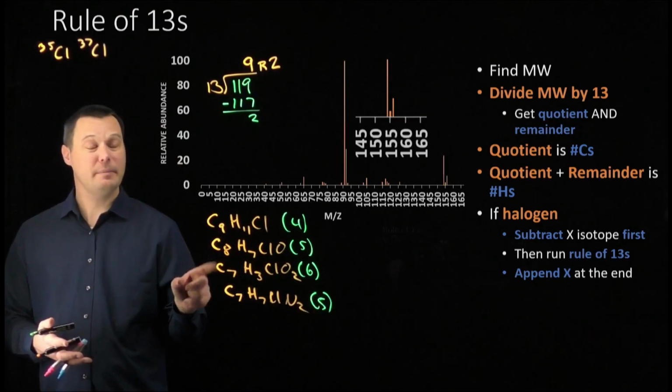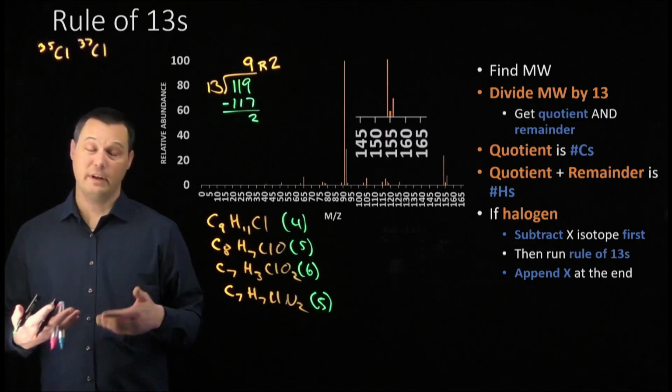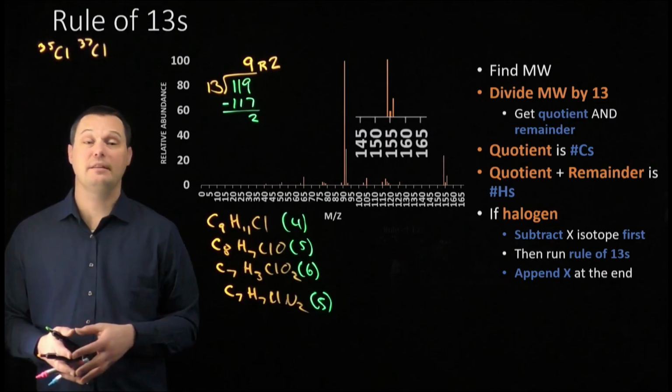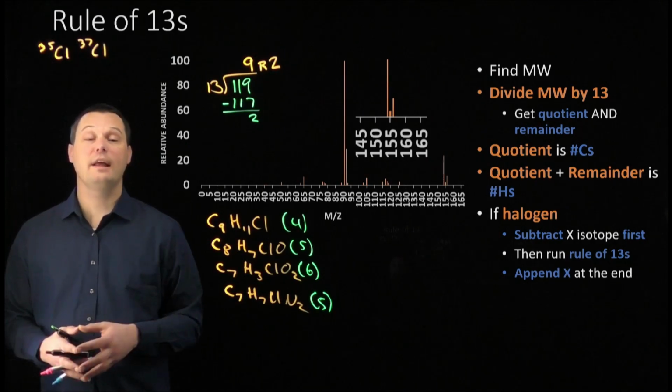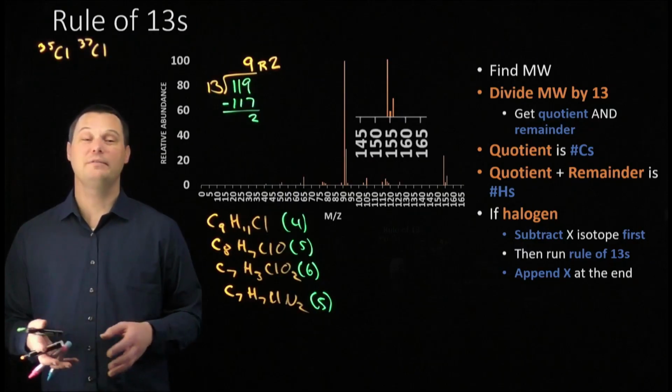This is a really powerful tool, friends. Most of the time you won't need it because you'll be given the molecular formula, or at least the elemental analysis you can use to find the empirical formula. But if you're really not given any information about the molecular formula, this is a really nice trick to have up your sleeve. What's your favorite spectroscopy trick?